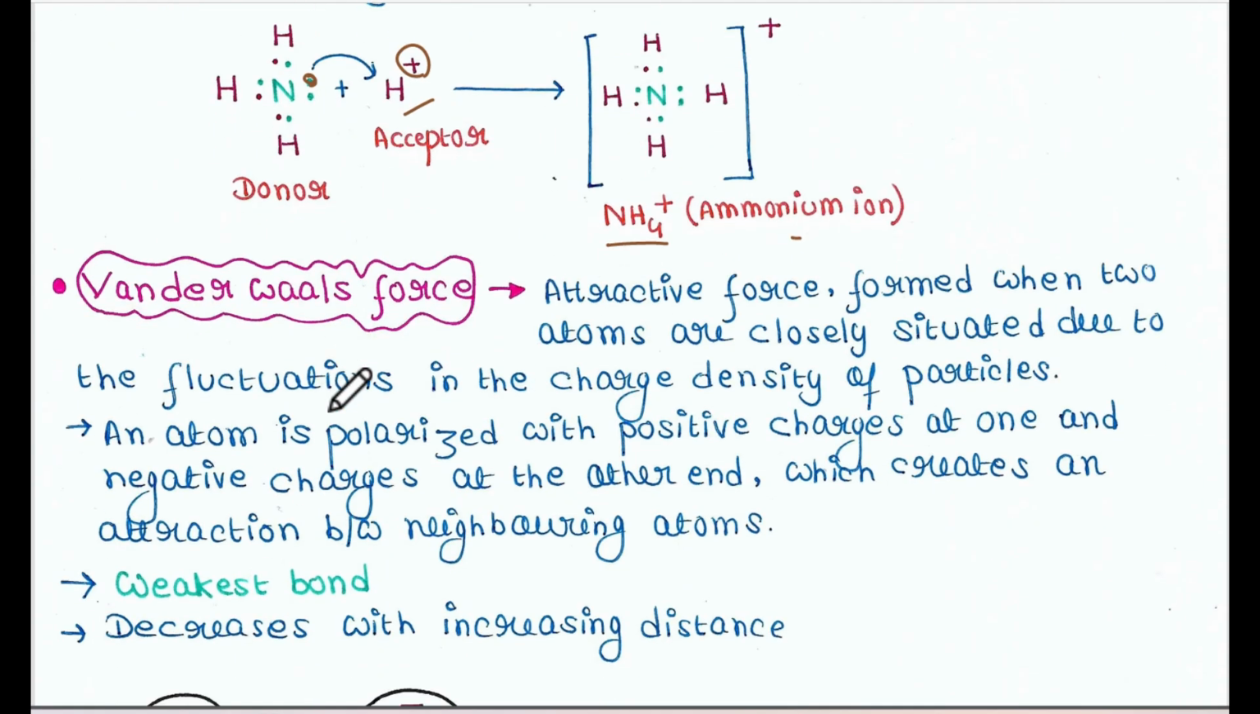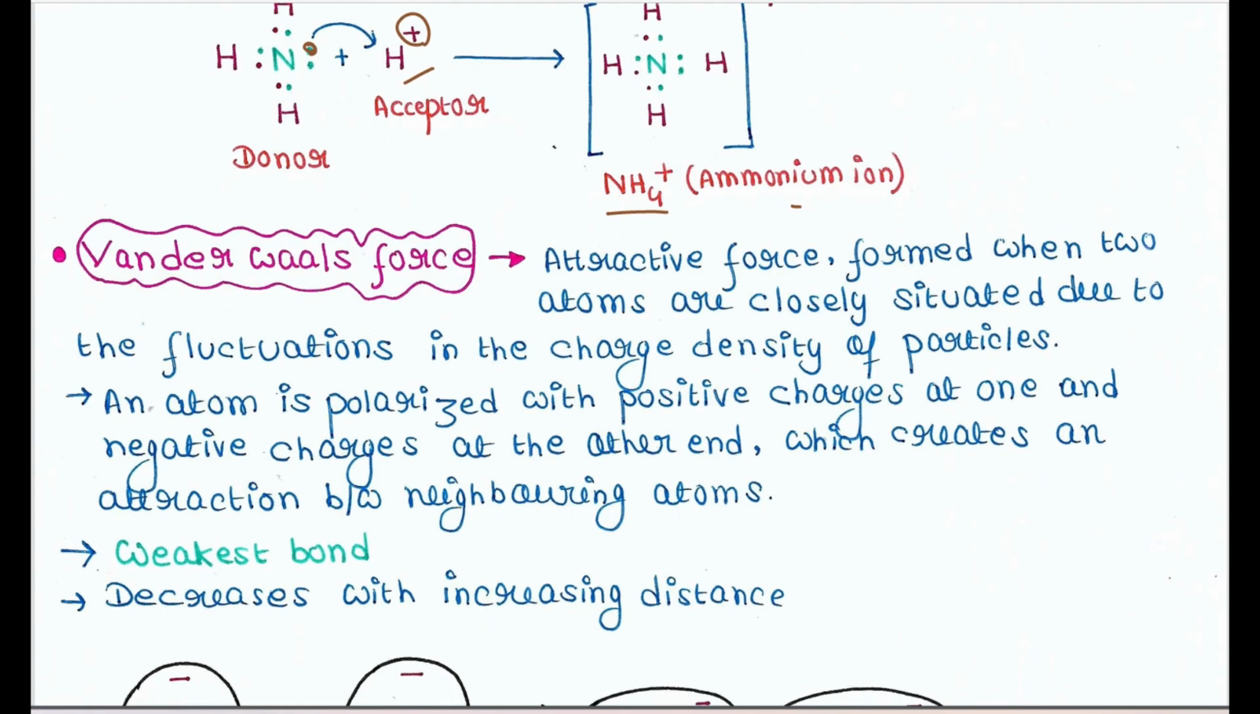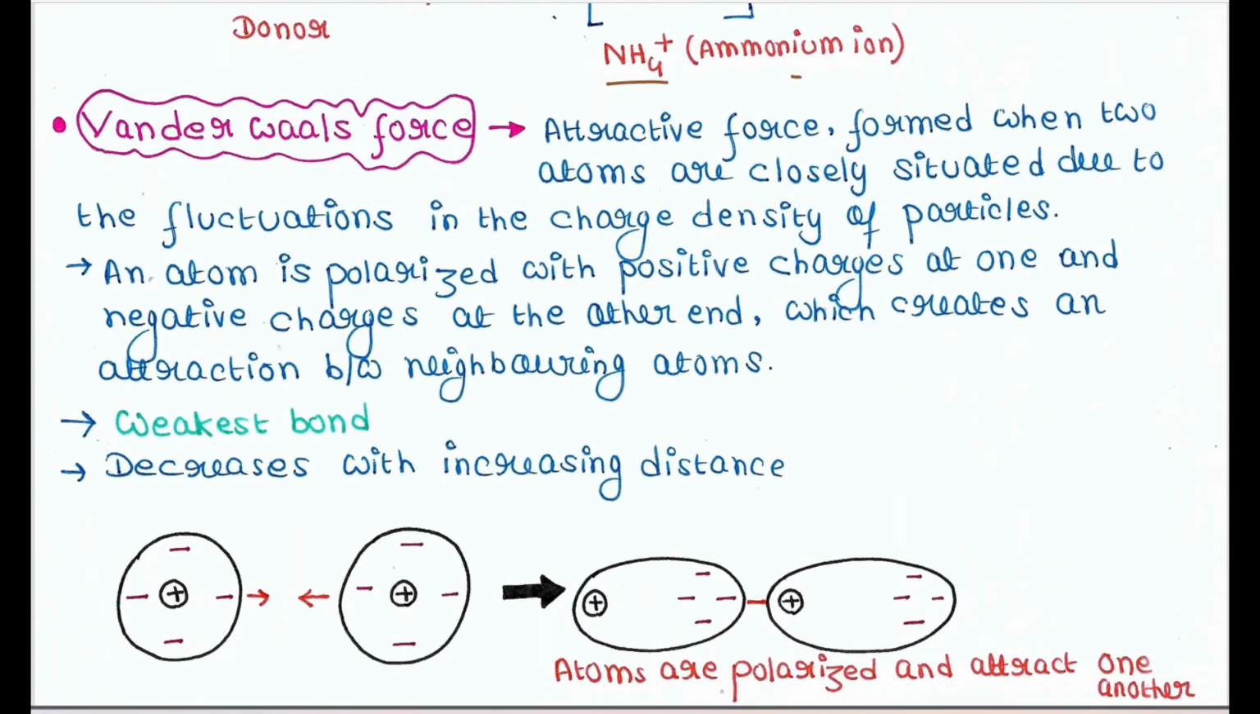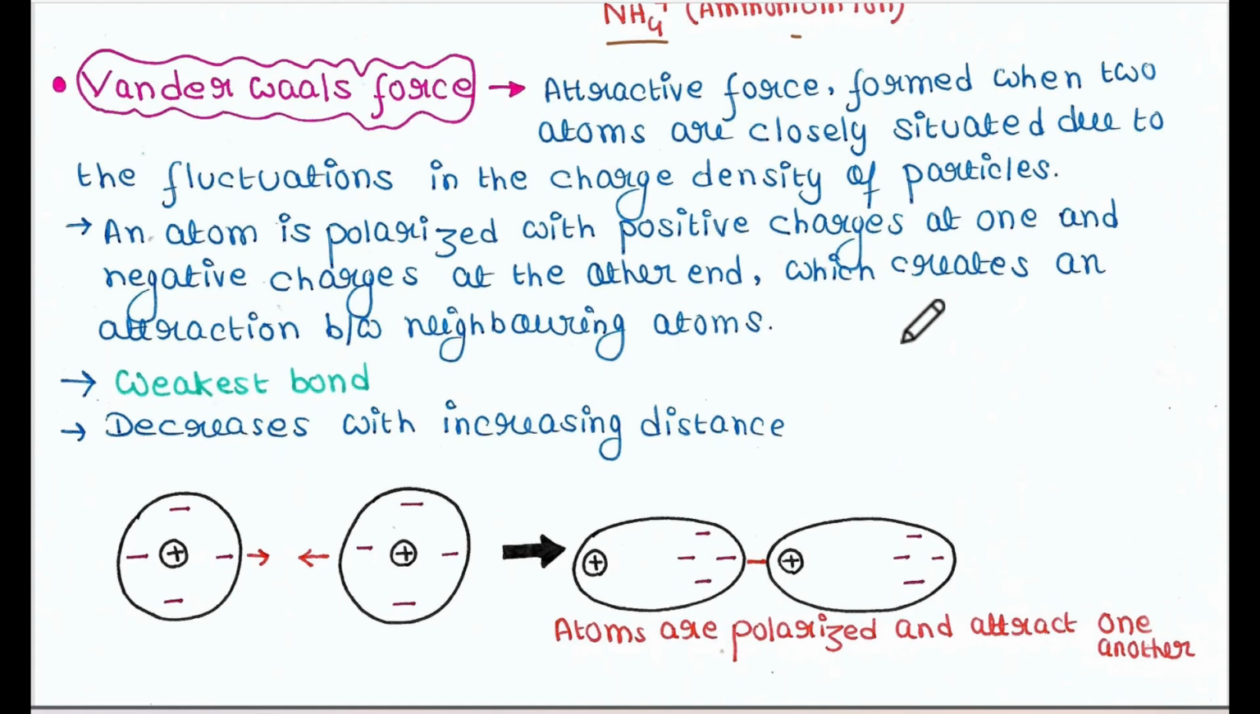Last one is van der Waals force. So it is an attractive force which is formed when two atoms are closely situated due to the fluctuations in the charge density of particles. An atom is polarized with positive charges at one end and negative charges at the other end, which creates an attraction between neighboring atoms. And this van der Waals force is the weakest bond.